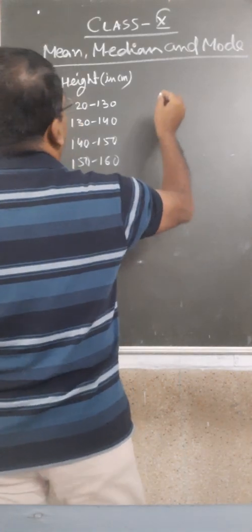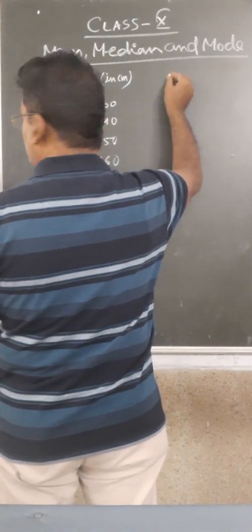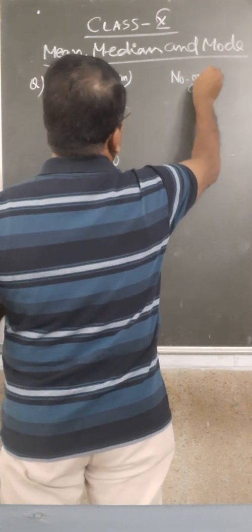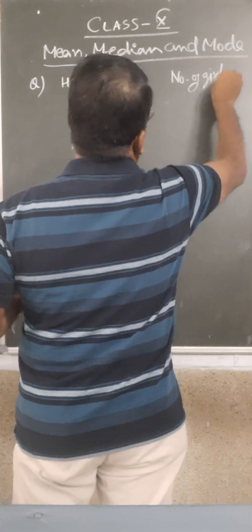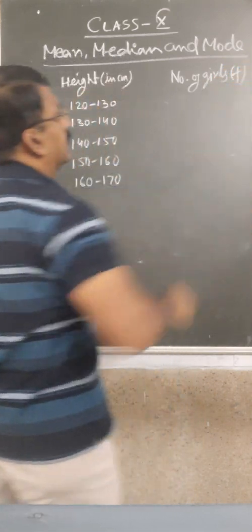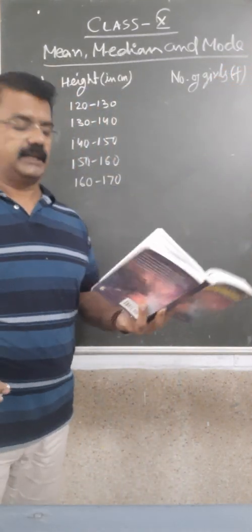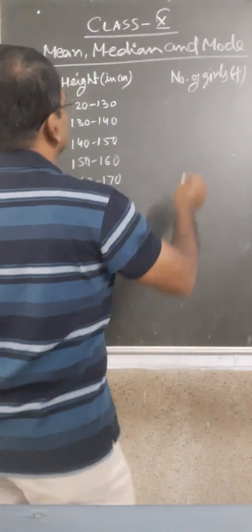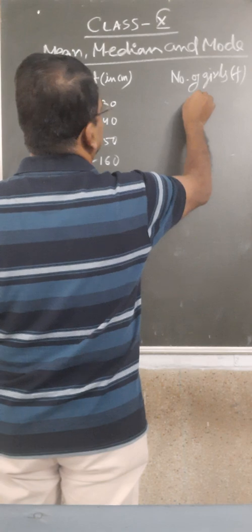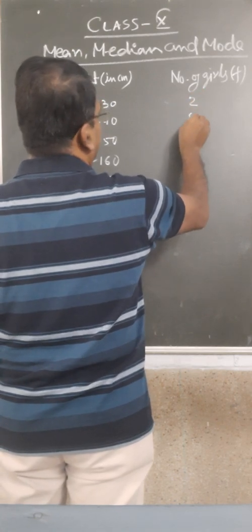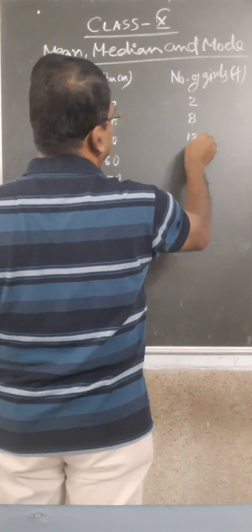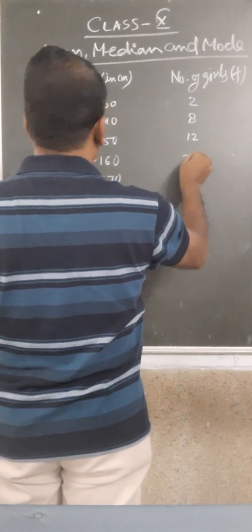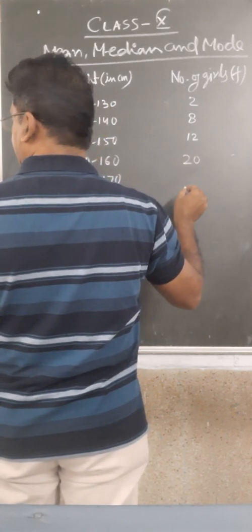and the number of girls, that is the frequency. Number of girls, that is the frequency. It is given 2, 8, 12, 20 and 8.